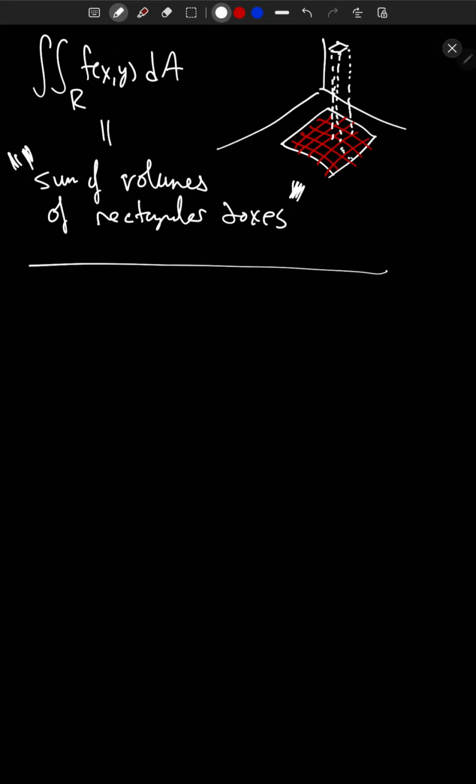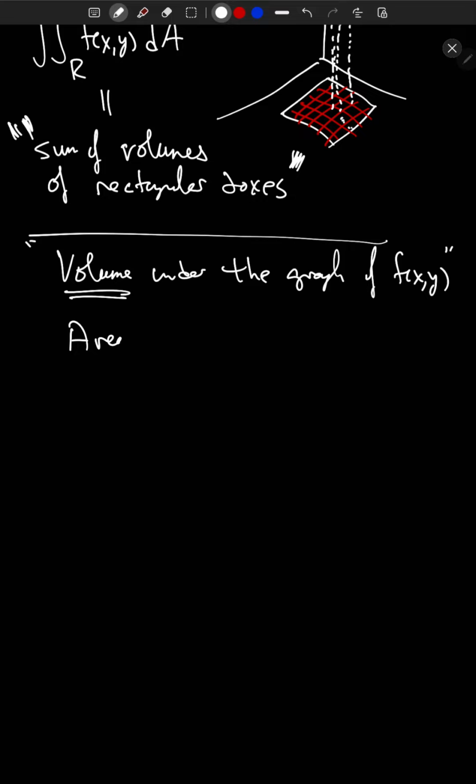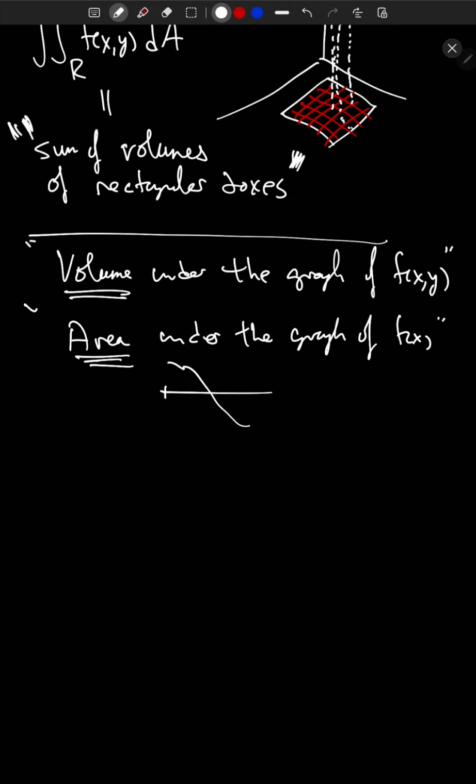So a couple notes. We're talking about volume under the graph of f of x comma y. And just like in one variable calculus, when we talked about area under the graph of f of x, remember this area could be negative because if you have portions of the graph underneath the x-axis, then that counts as negative area.